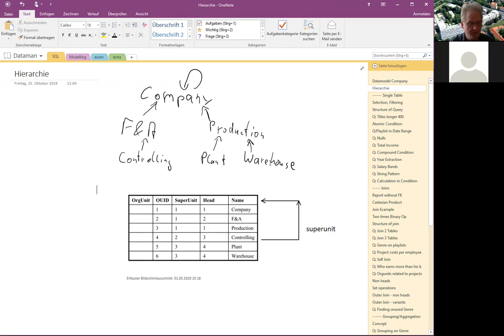Have you been able to follow? Is it clear to you that this suspicious looking foreign key onto itself is representing a hierarchy?